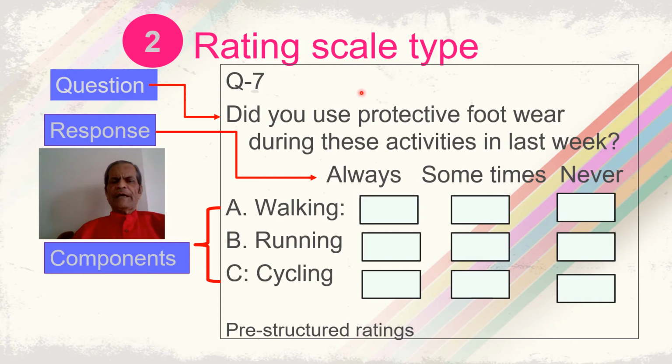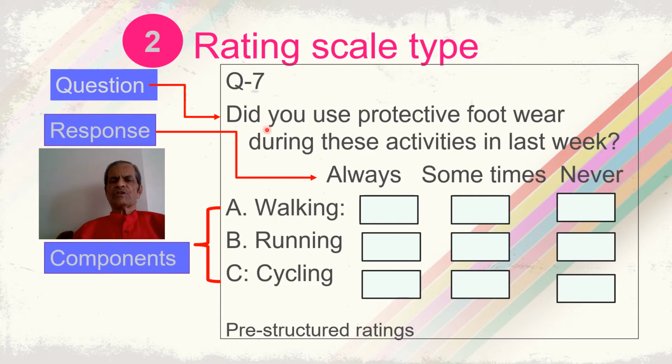Then rating scale type question. In this question, there is a question and the response is in the form of pre-structured rating. This is a pre-structured rating and it is in the form of text. The rating is in the form of text. Always, sometimes, and never is in the form of text.